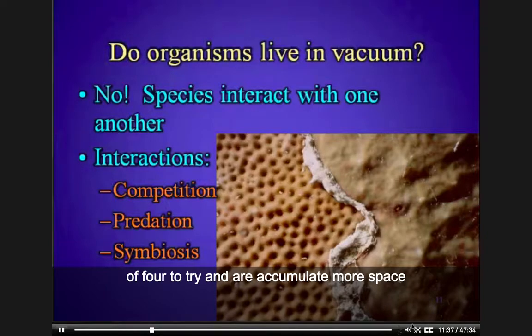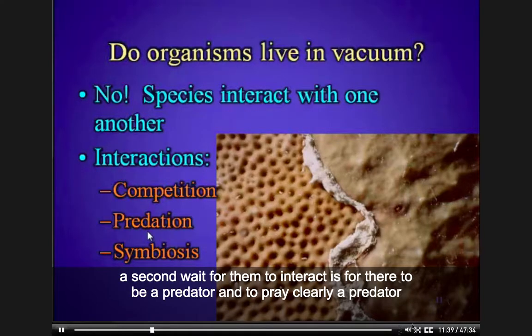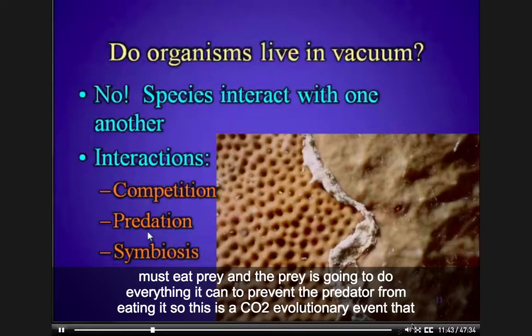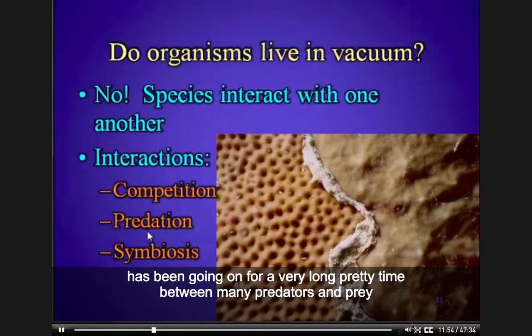accumulate more space. A second way for them to interact is for there to be a predator and a prey. Clearly, a predator must eat prey, and a prey is going to do everything it can to prevent the predator from eating it. So this is a co-evolutionary event that has been going on for a very long period of time between many predators and prey.